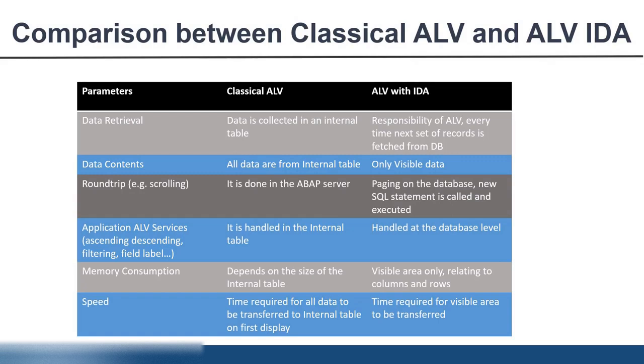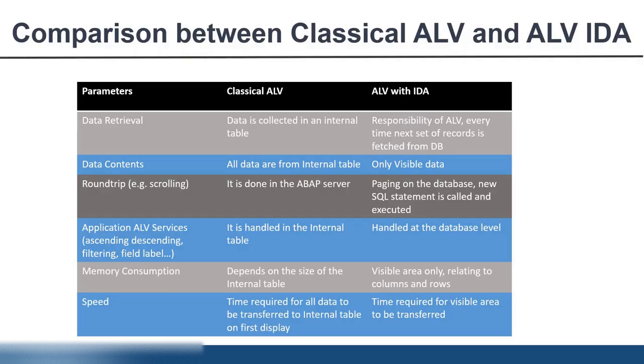Round trip. In case of classical ALV, round trips happen between the internal table and ALV, that means the application layer and the presentation layer. In case of ALV IDA, round trips happen between the underlying database and the presentation layer.